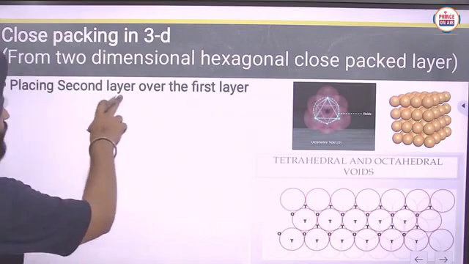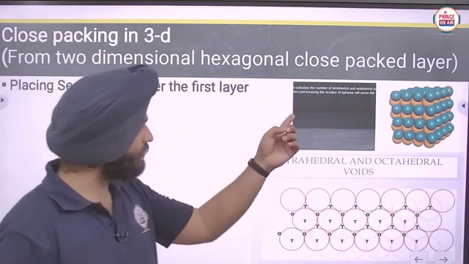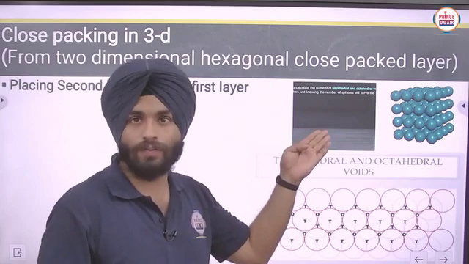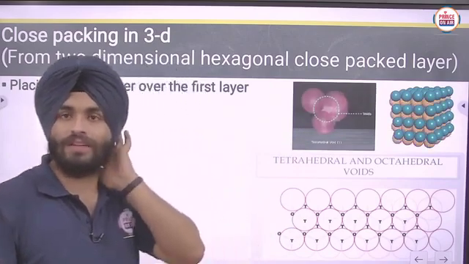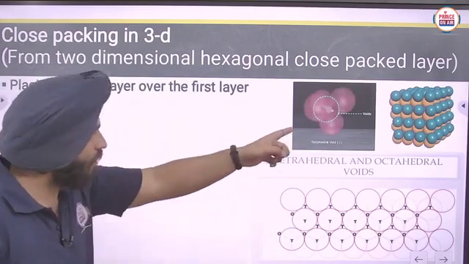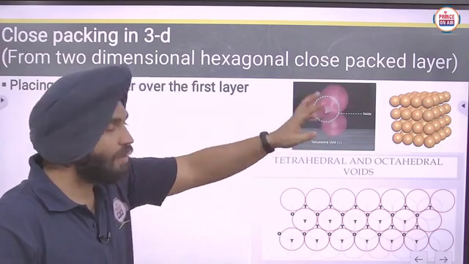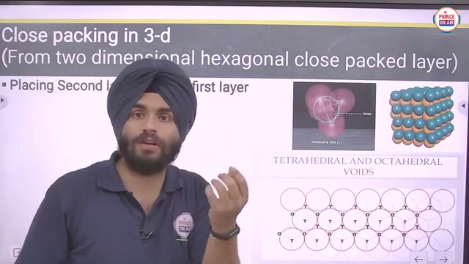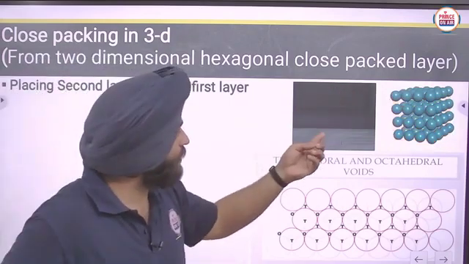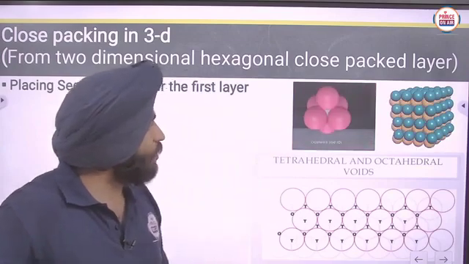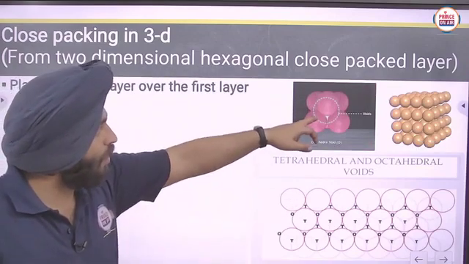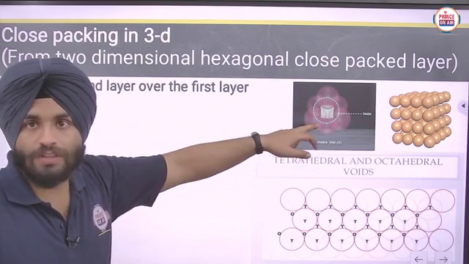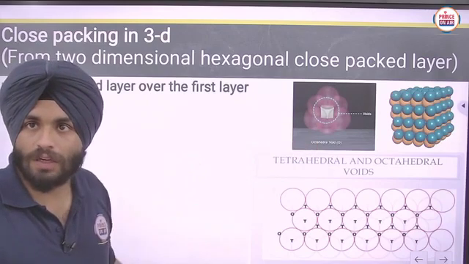So, placing the second layer over the first layer, you can see this GIF carefully. Here you can see that this one is the void, and it is made up of 4 balls, so 4 spheres. That is the tetrahedral void, and here you can see the octahedral void properly. Okay, that I have shown to you just now. Clear?